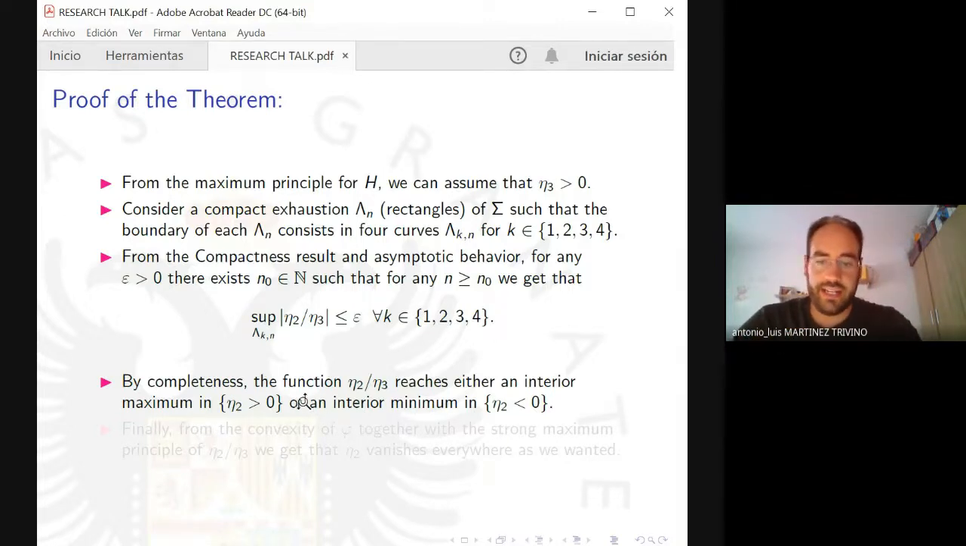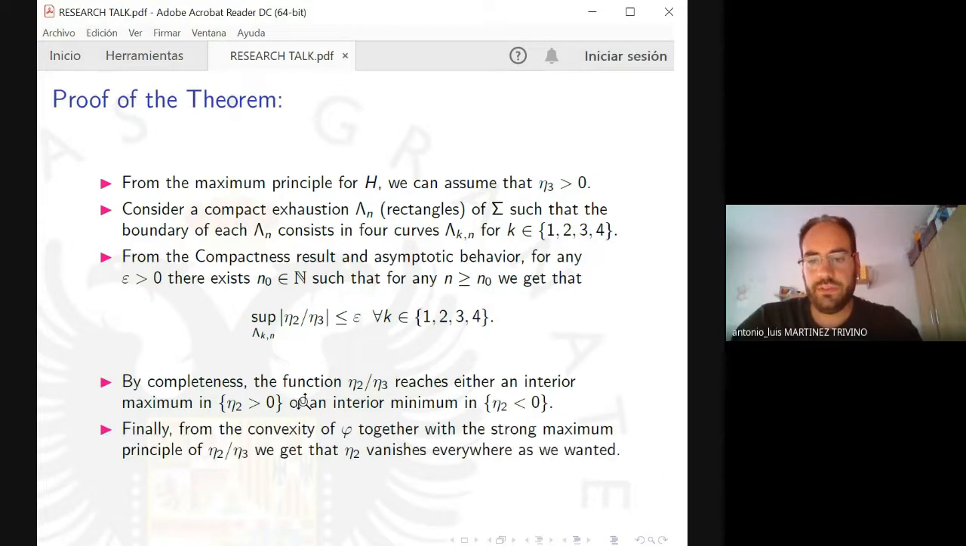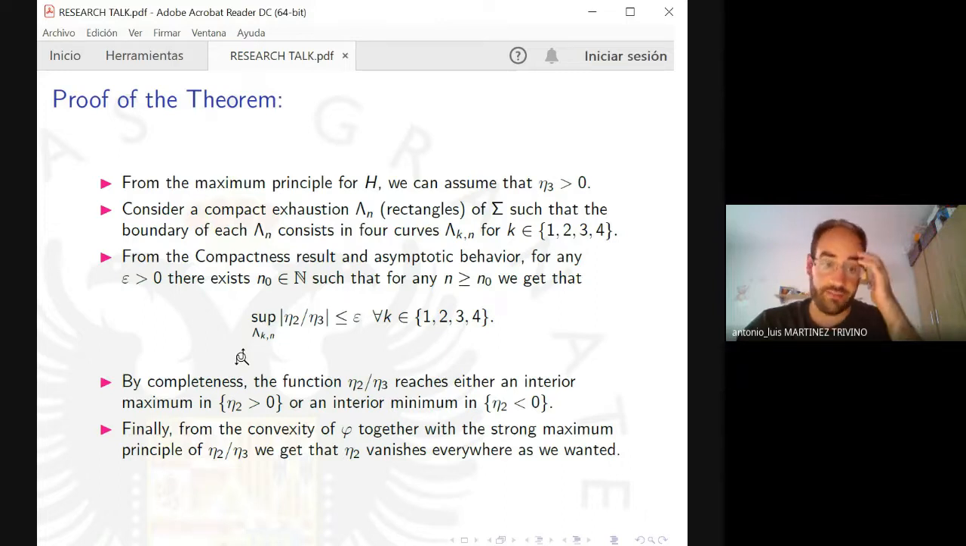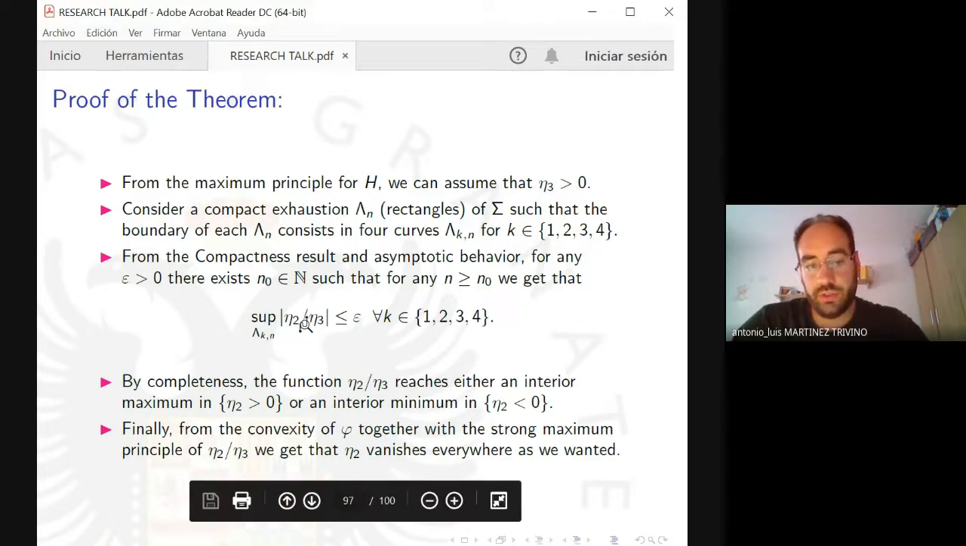So finally, from the convexity of phi, together with the strong maximum principle for eta2 over eta3, as we have seen in the first section of this talk, we proved that this quotient is constant. But this quotient tends to 0 at infinity. So this function is constant equal to 0, and the angle function eta2 vanishes everywhere, as we wanted.